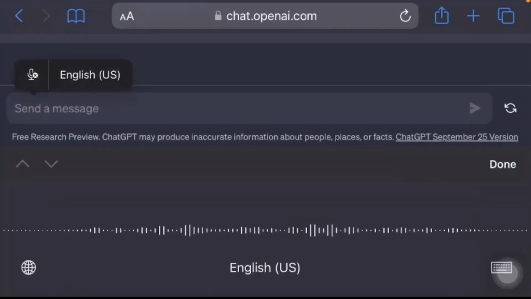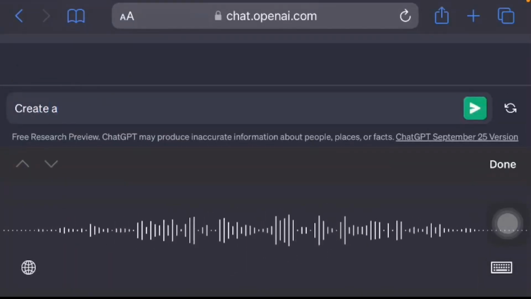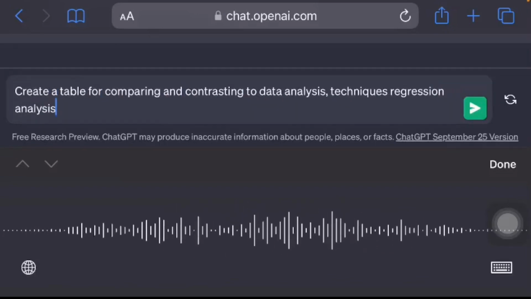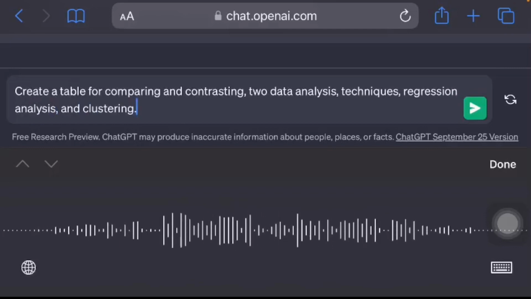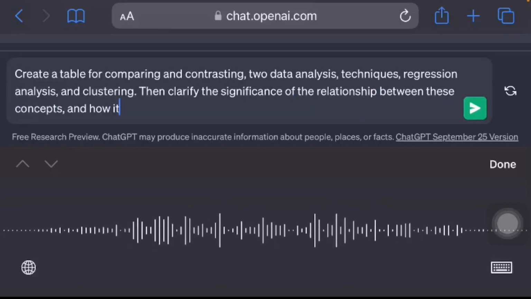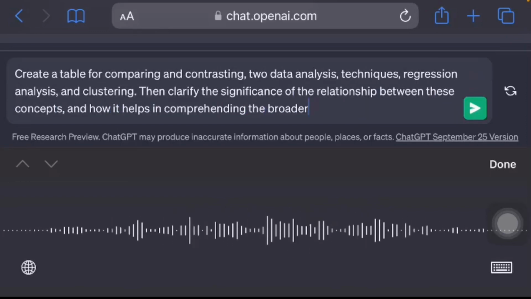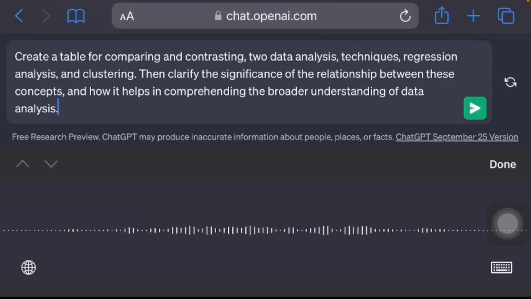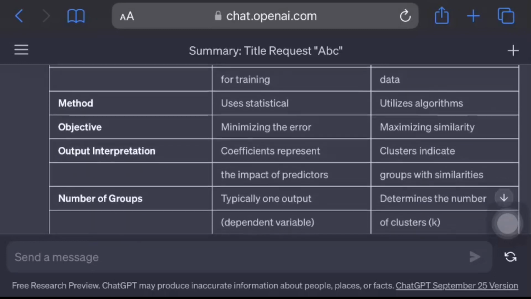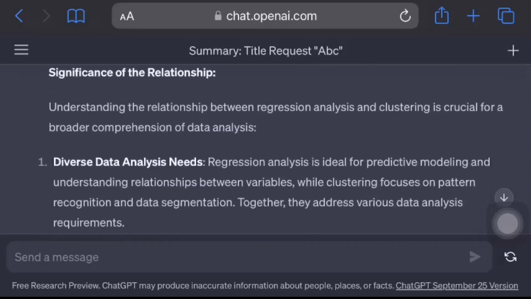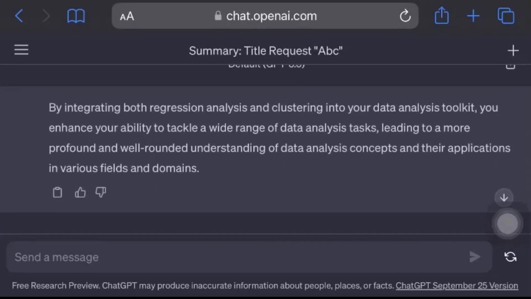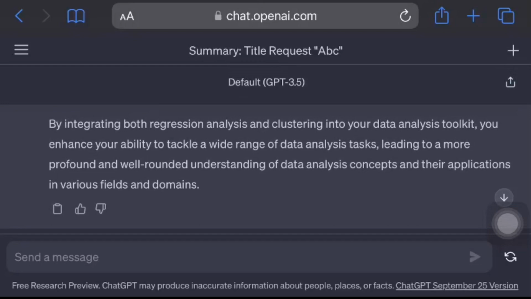For instance, you can initiate this prompt. Create a table for comparing and contrasting two data analysis techniques, say regression analysis and clustering. Then clarify the significance of the relationship between these concepts and how it helps in comprehending the broader understanding of data analysis. This prompt holds immense power as it dives into the relationship between the techniques, focusing on both their commonalities and disparities. It provides a valuable perspective that ties back to the overarching context.